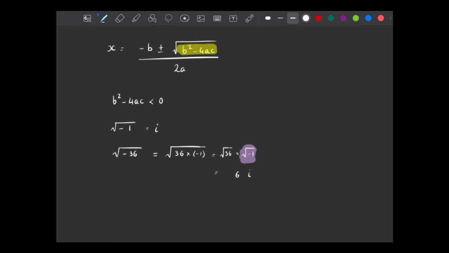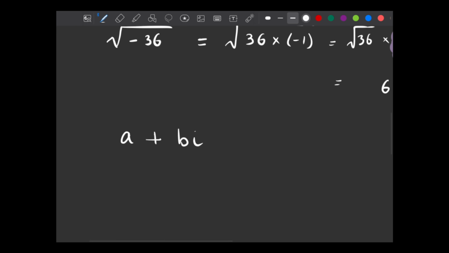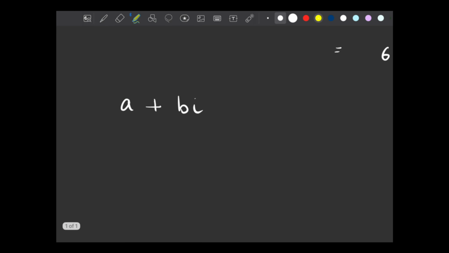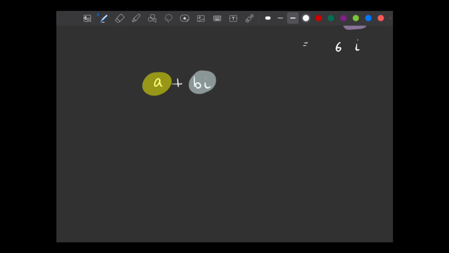Back to complex numbers, which are made up of a real and imaginary part. We usually write them in the form a plus bi. a and b are both real numbers, so a forms the real part of the complex number, and bi forms the imaginary part. It's some amount of i, so it's some real number times i, in the same way we had 6i over here.